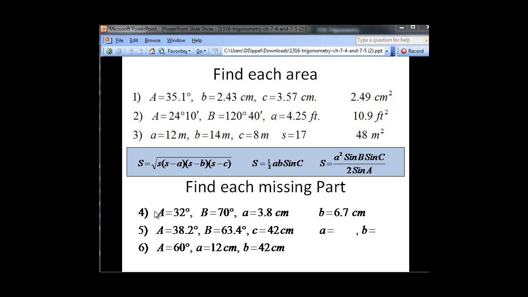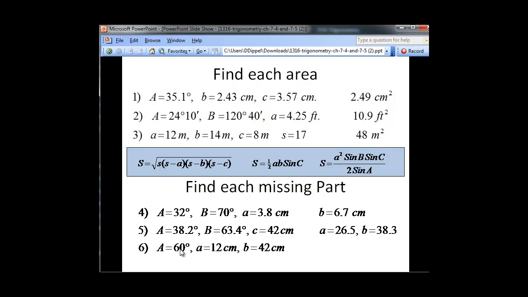Okay, then we can do the same thing at the bottom. If I give you A is 32 degrees, B is 70 degrees, and little a is 3.8. You're given two angles, so you can plug in this information. B should be 6.7. Okay, so for number 4, using the law of sines, you come up with 6.7. Number 5, with the law of sines, you should get A is 26.5 and B is 38.3.